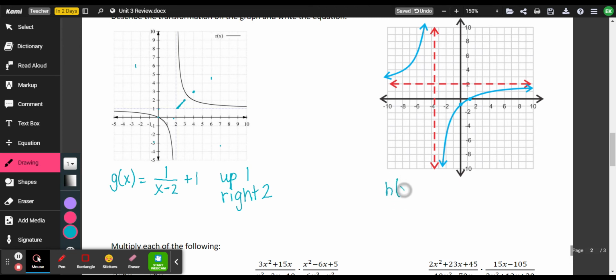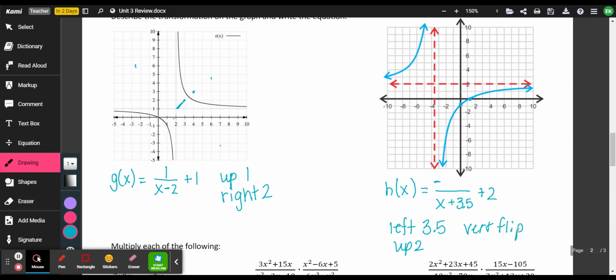Now to come over to this one, this is what I was talking about. This is a vertical flip because it's top left, bottom right. So I'm going to put a negative there, okay? I can also see that the asymptotes have moved left 1, 2, 3.5. So I'm going to call this plus 3.5, and as well up 2. So left 3.5, up 2, vertical flip.